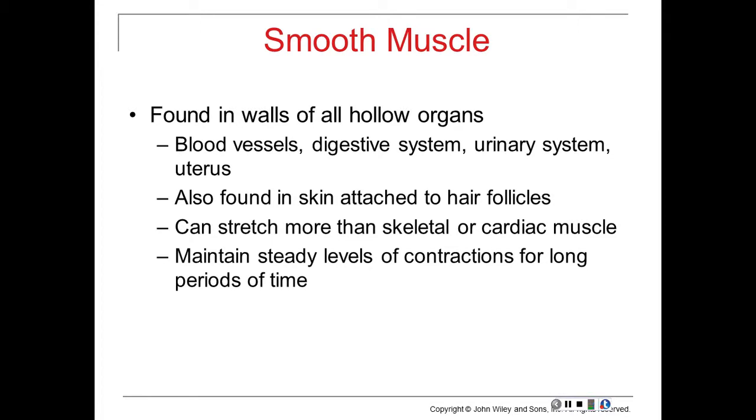They're also found within the skin attached to the hair follicles. Those erector pili muscles are a type of smooth muscle. Smooth muscle can actually stretch more than skeletal or cardiac muscle, which you may have known if you've ever overeaten at a meal, for instance, Thanksgiving dinner, right? You eat a big dinner and your stomach stretches a lot. That's all the smooth muscle allowing you to stretch like that. They also can maintain steady levels of contraction for long periods of time, moving food through, for example, or staying tight in the case of high blood pressure.